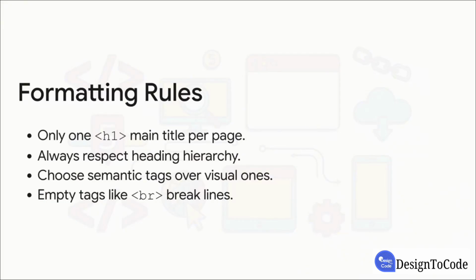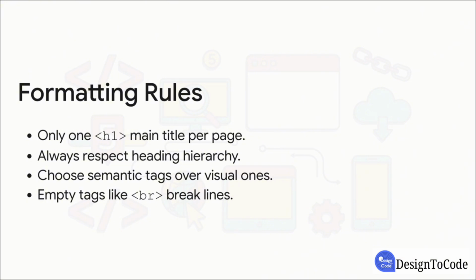You've got to keep these golden rules in mind when formatting text. Rule number 1, you should only ever have one h1 tag per page. Think of it as the unique ID card or the absolute main title of that specific page. Second, always respect the heading hierarchy. Don't just jump from an h2 down to an h4 just because you want the text to look smaller.